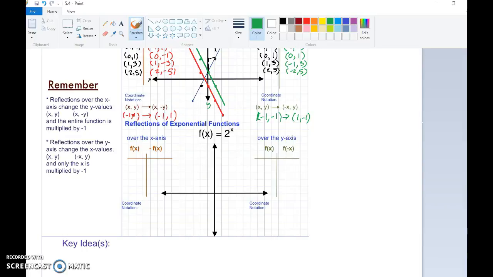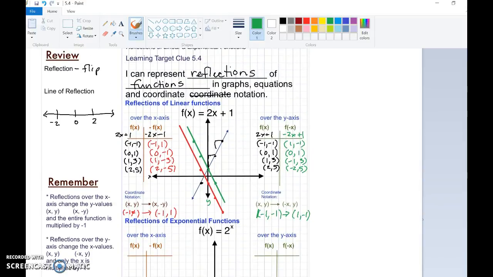Welcome back, detectives. This is part 2 of case 5, clue 4. So now we're going to talk about reflections of exponential functions. But before we do that, let's quickly review what we did in our previous part.